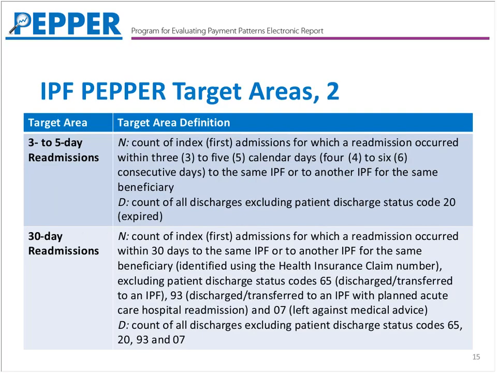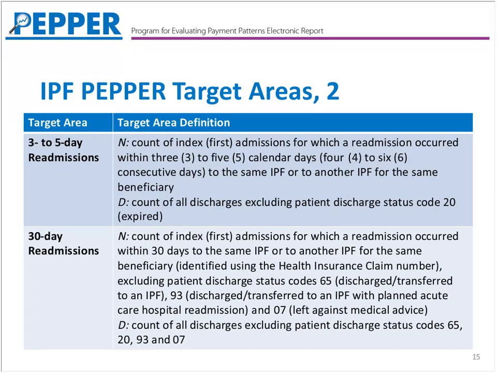The last two target areas that are included are really more focused on readmissions. The 3 to 5 day readmissions target area is calculating the percent of patients that are readmitted within 3 to 5 calendar days or 4 to 6 consecutive days. Here we're wanting to assess the risk for potential circumvention of the interrupted stay policy, where patients readmitted within 3 days or 3 consecutive days from discharge are treated as a continuation of the initial admission for reimbursement purposes.